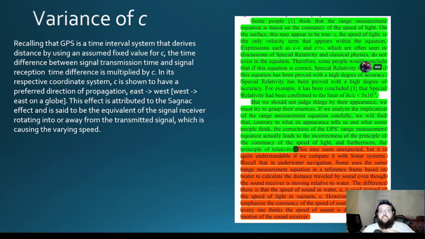So, same exact equation, using a different wave medium, derives the correct distance. It reveals that there's a relevant speed to the thing that's propagating, right?